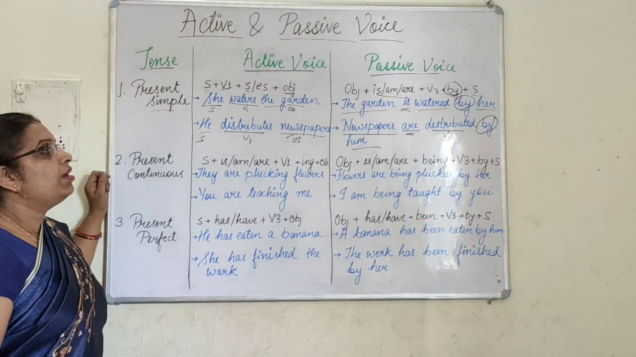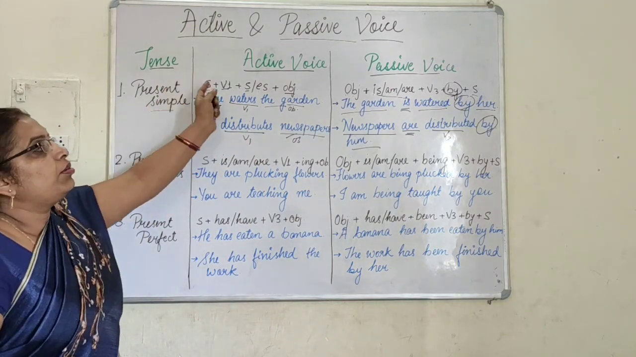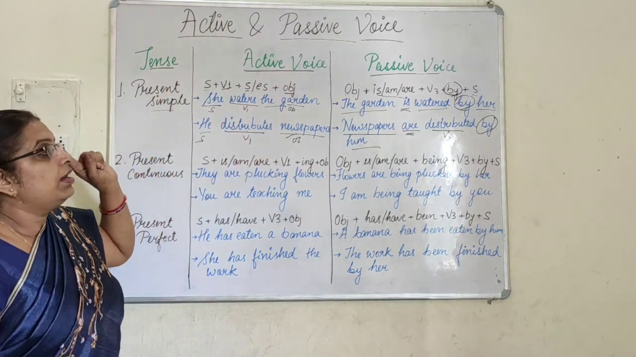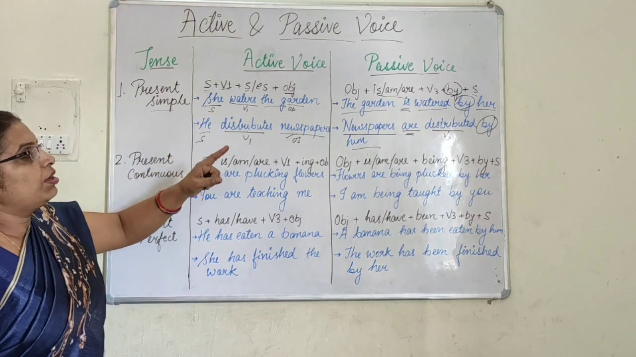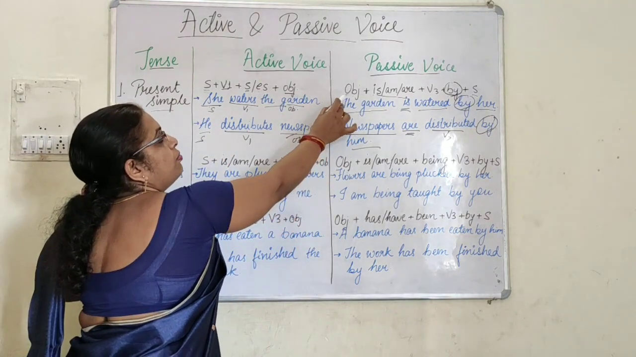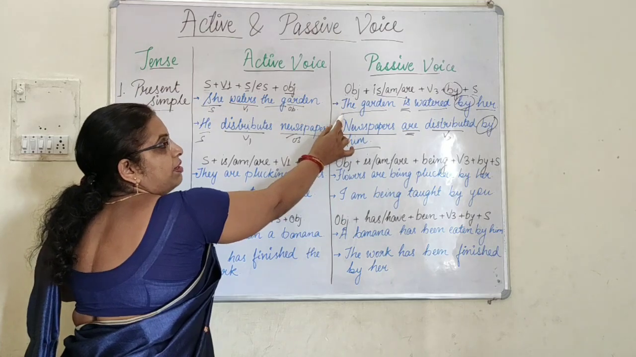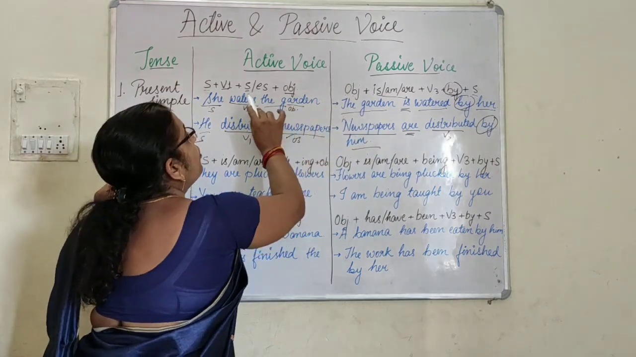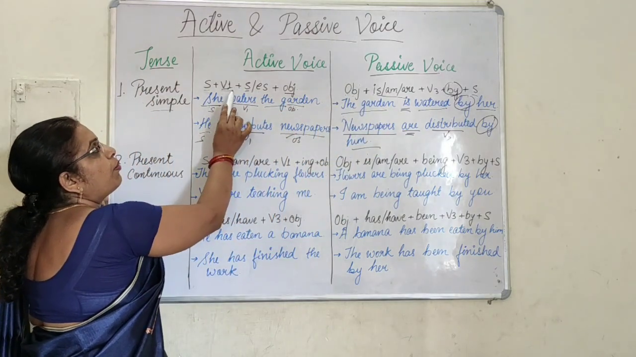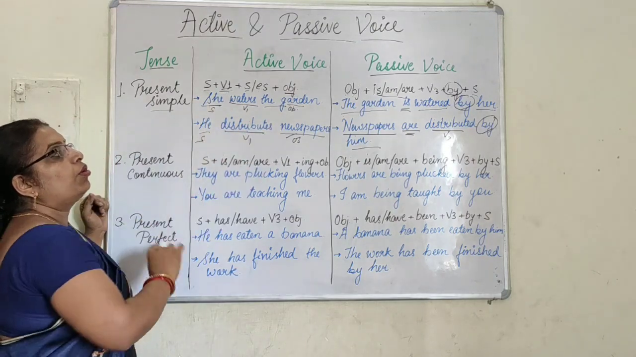It's very easy. You can see the rule. According to the rule, you have to change it. But take care, "by" is used. When you start with the object, it should be written in capital. And don't forget to change the form of the verb: V1 changes to V3.